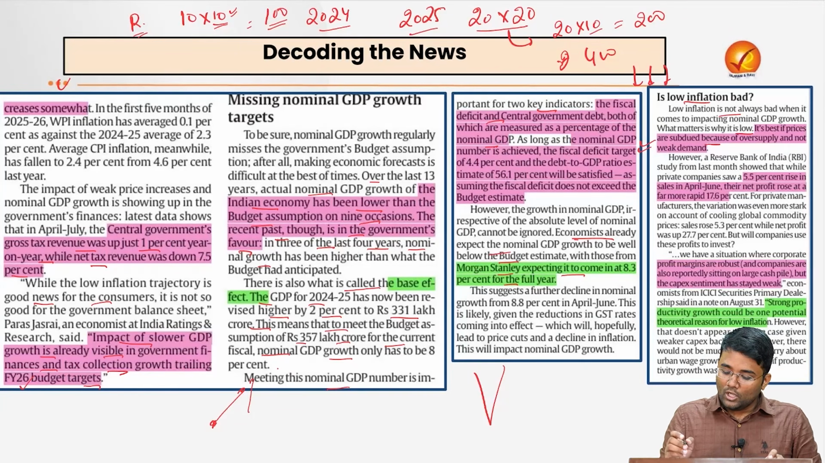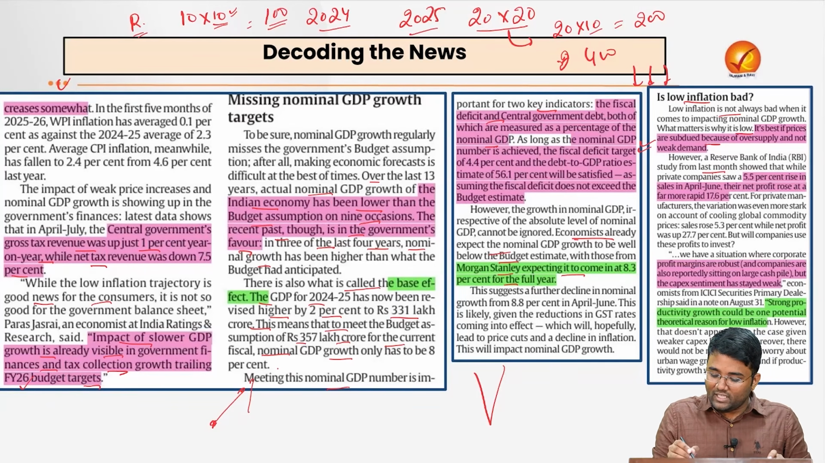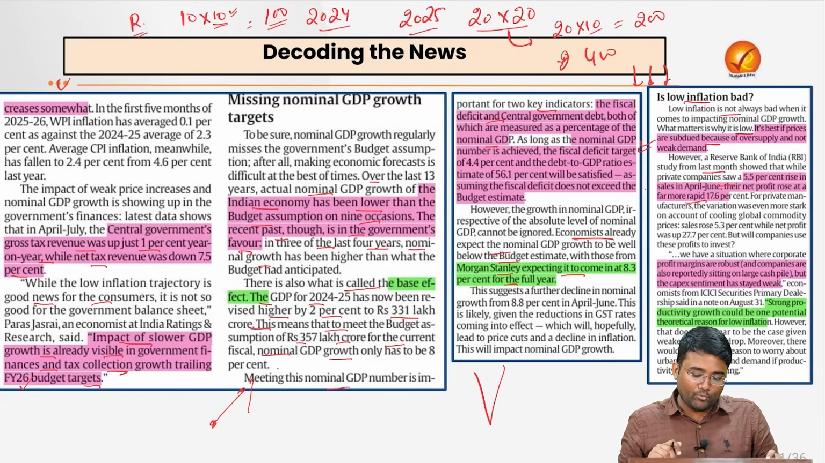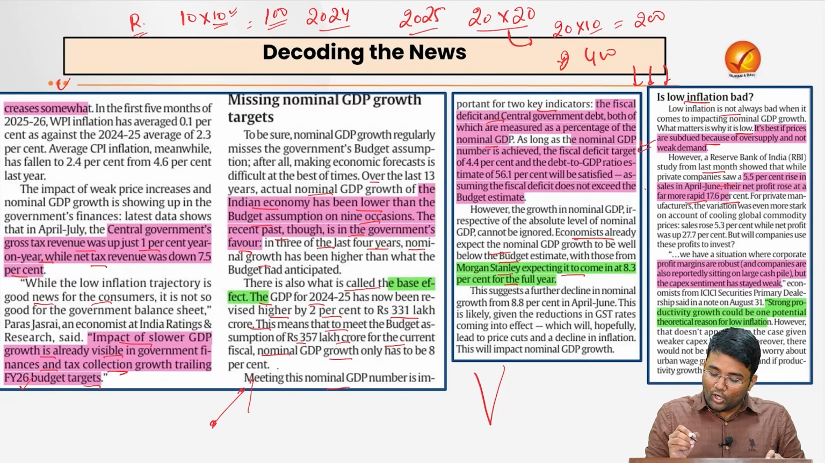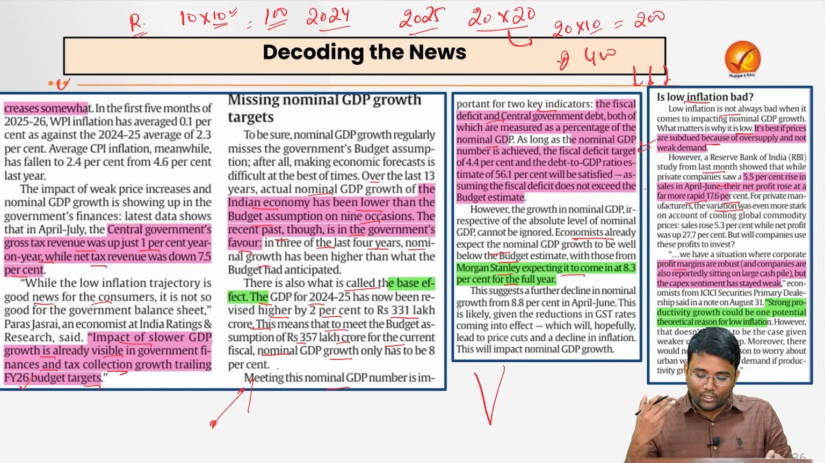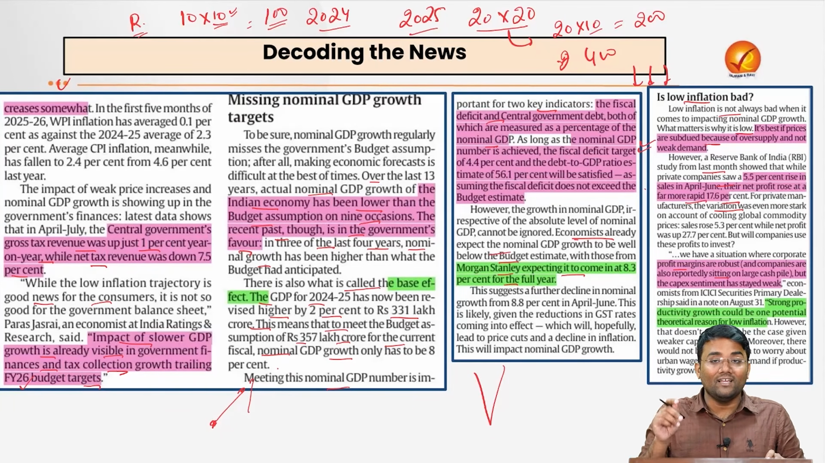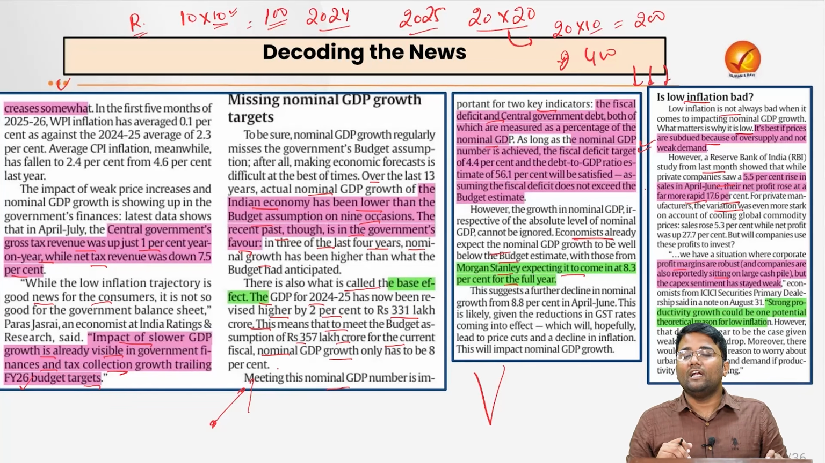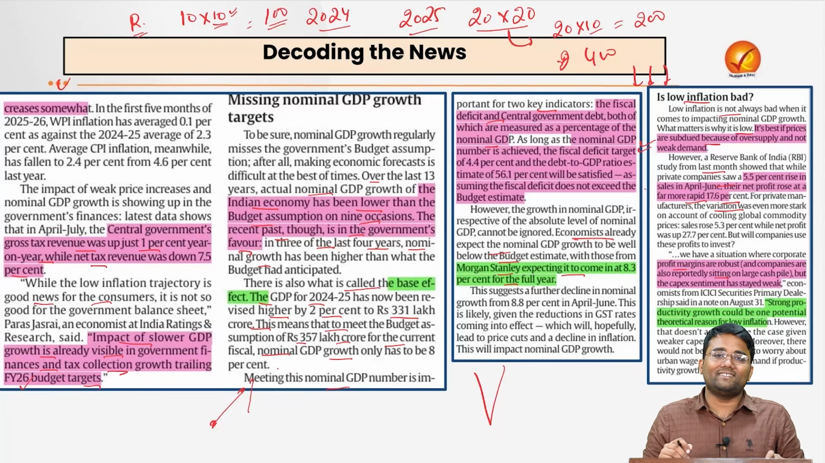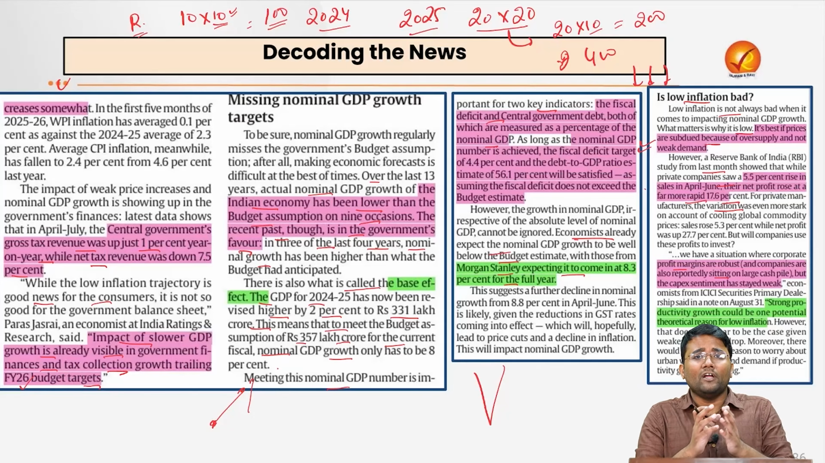That will further reduce consumption expenditure. Also, the RBI data from last month showed that while private companies saw a 5.5% rise in sales, the net profit rose at a far more rapid 17.6%. For private manufacturing, the variation was even more stark. We have a situation where corporate profit margins are robust, but they are sitting on a large cash pile. They are not doing capital expenditure. They are not spending on improving technology, machinery, equipment, etc. Why? Because they don't see robust demand.